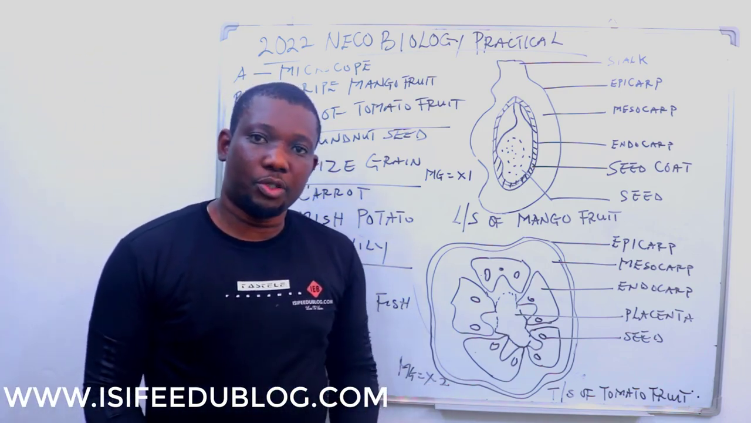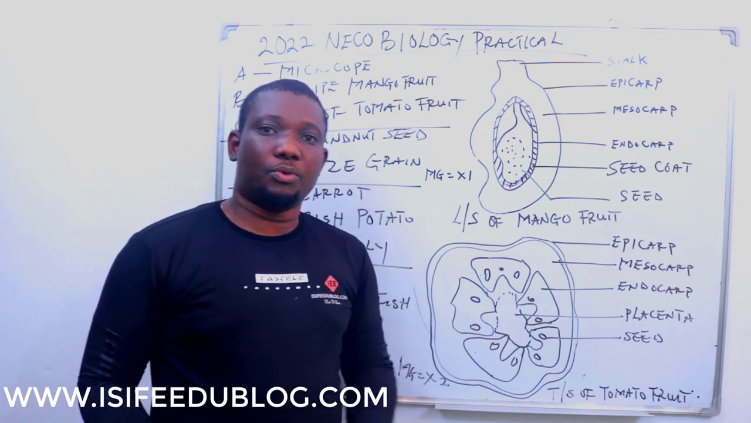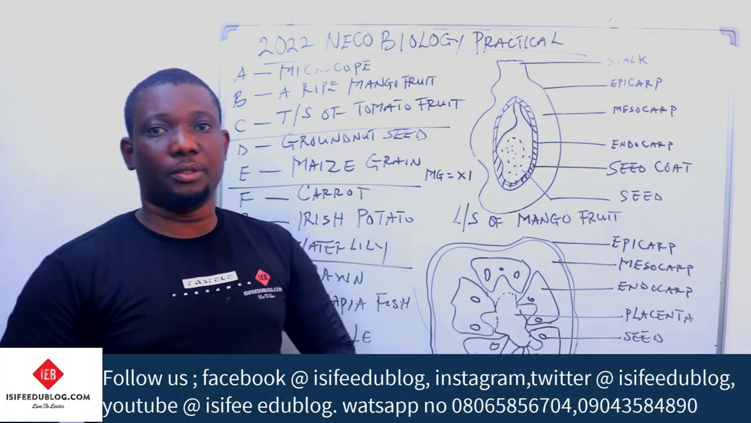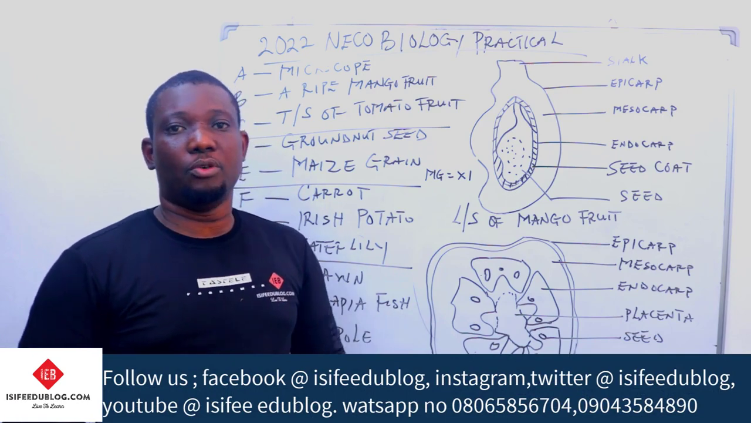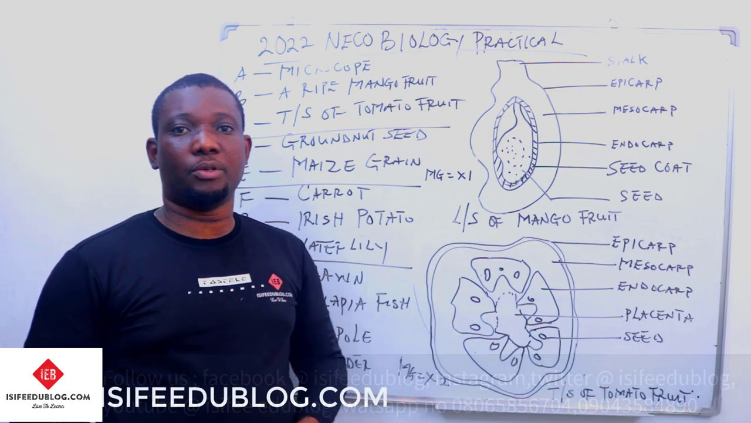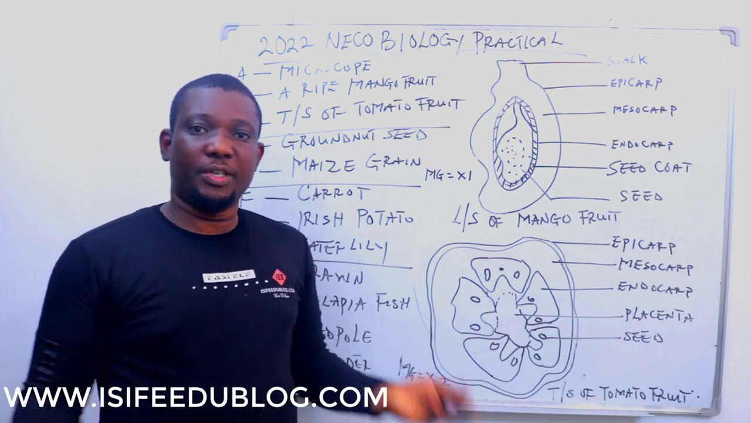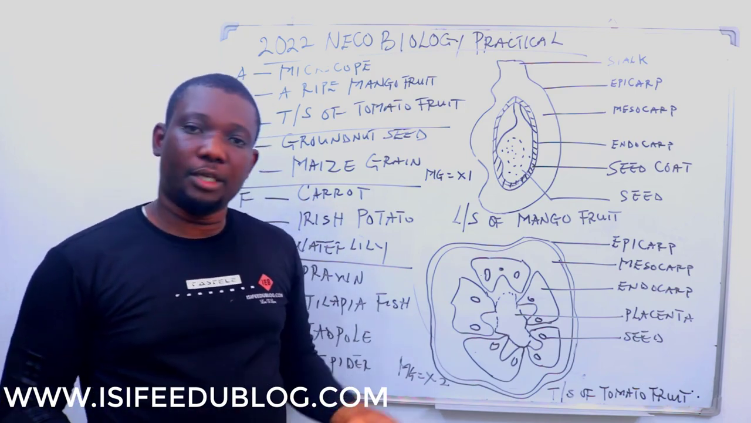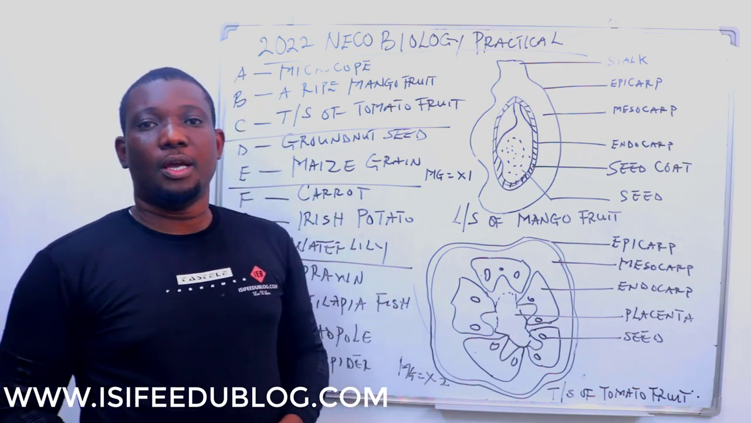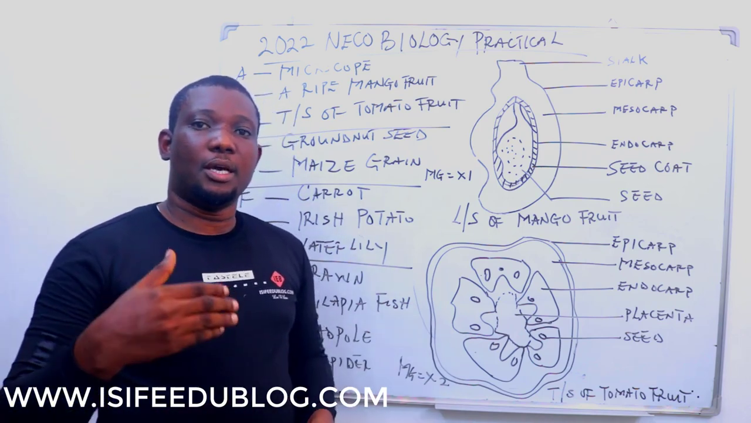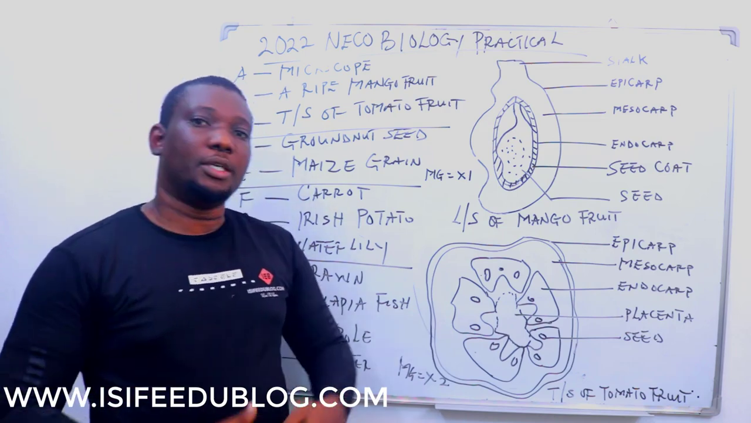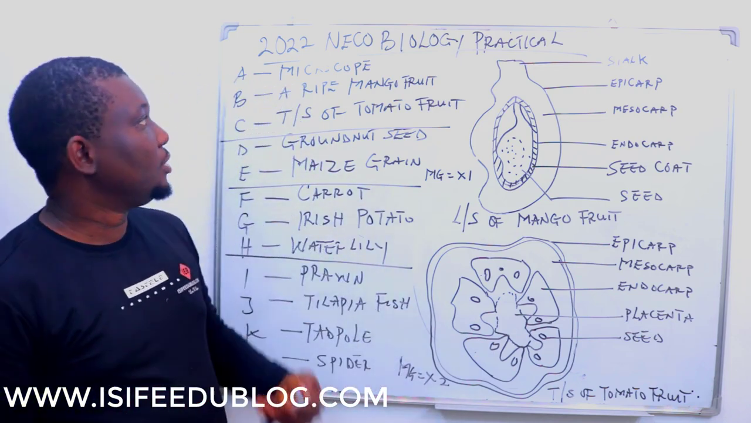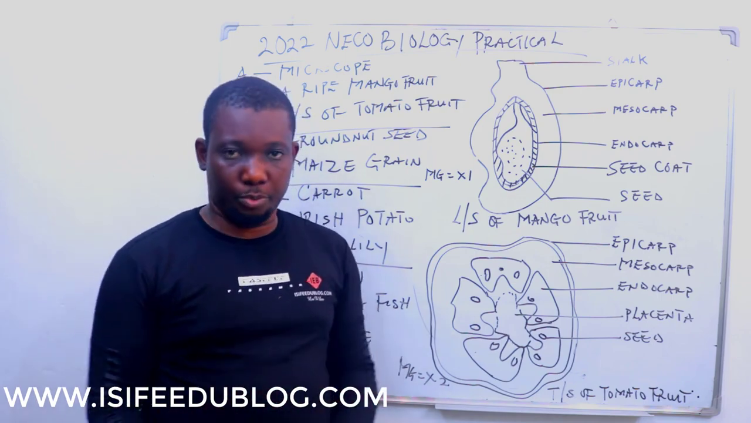Okay, a microscope. In secondary school level, microscopes used for investigation are those that are simple microscopes. We have four main types of microscope. One, we have a simple microscope. Two, we have compound microscope. Three, we have electron microscope. And then the fourth one is stereo microscope. But in secondary school, the type of microscope we use for investigation is a simple microscope.